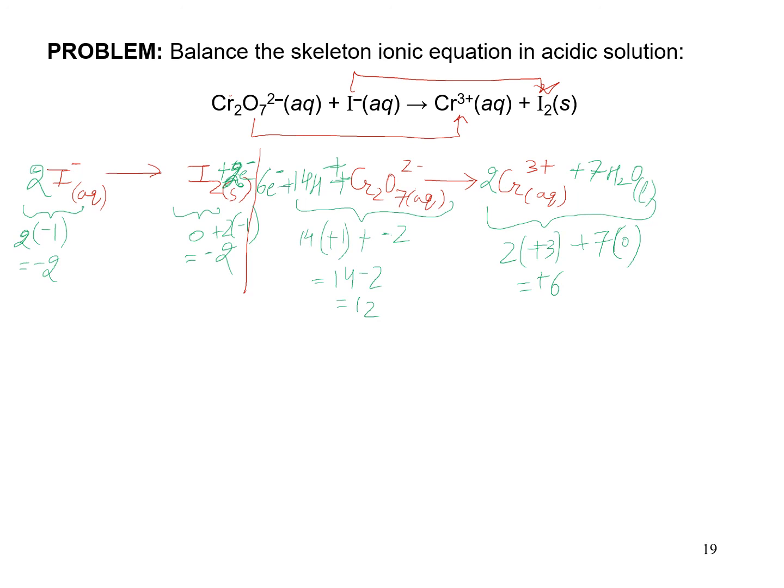That would make a total charge. If I take the total charge of everything, that would be 6 of -1 plus this total side was 12. That gives you a total of +6. So this is also +6, this is also +6. Perfect. That step is done. Next we move on to step number 6.